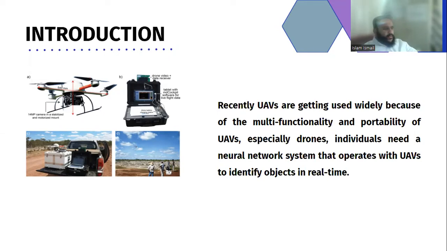So, what is object detection? Object detection is the ability to determine the location of the object in each image, also known as object localization. However, determining which category this object belongs to is known as object classification.